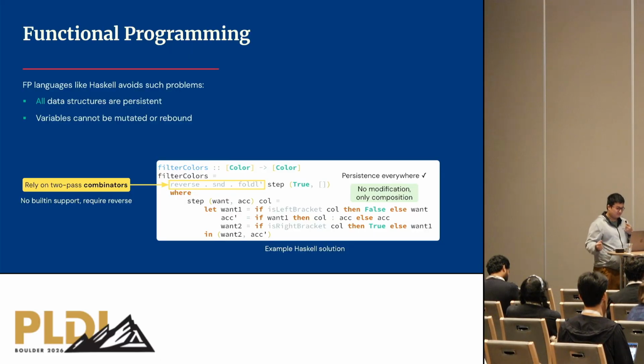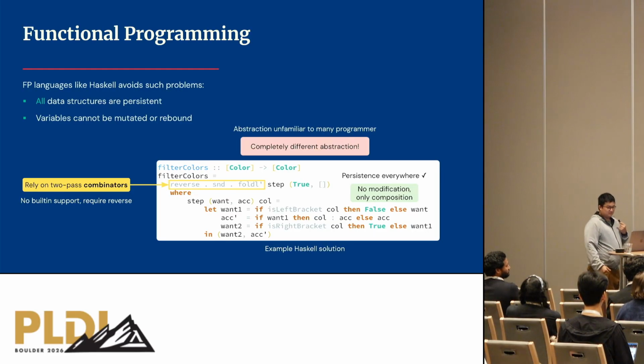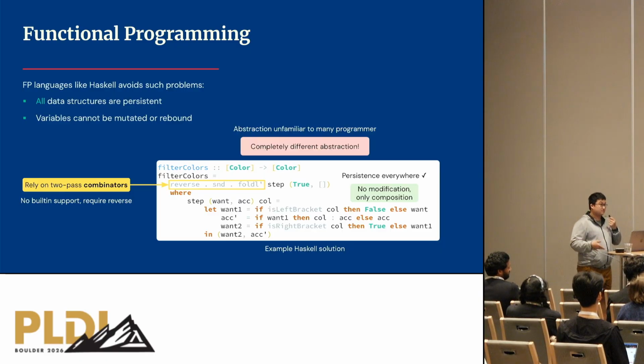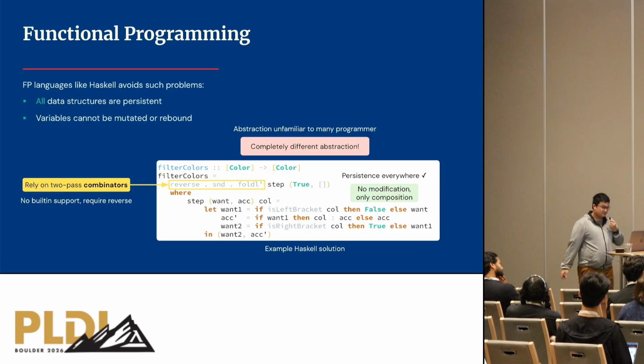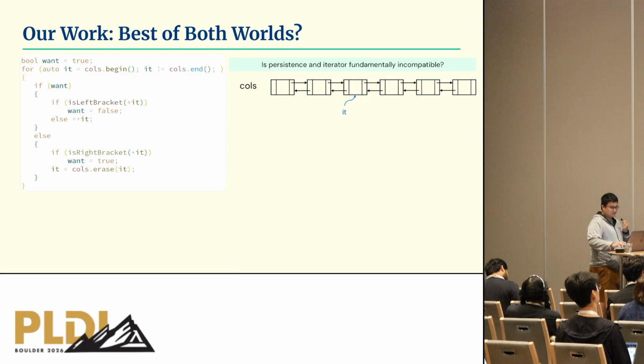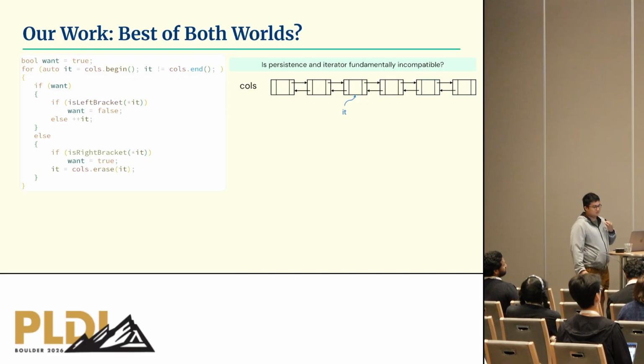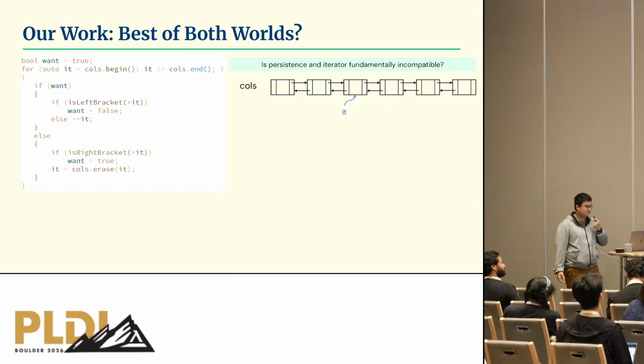We must rely on reverse. This is a completely different abstraction compared to the previous solution, which incurs loops and iterators, and this is unfamiliar to many programmers. So this is where our work comes in. We want to answer the core question: is persistence and iterator fundamentally incompatible?